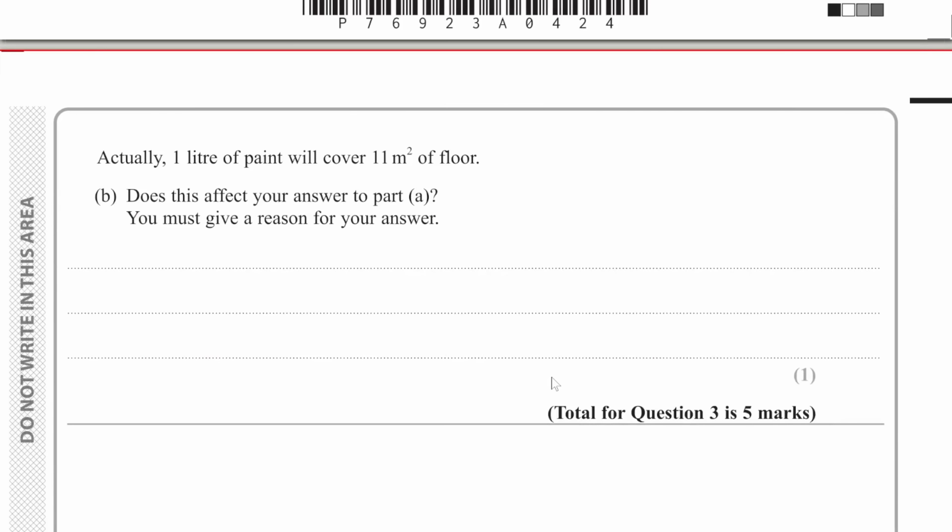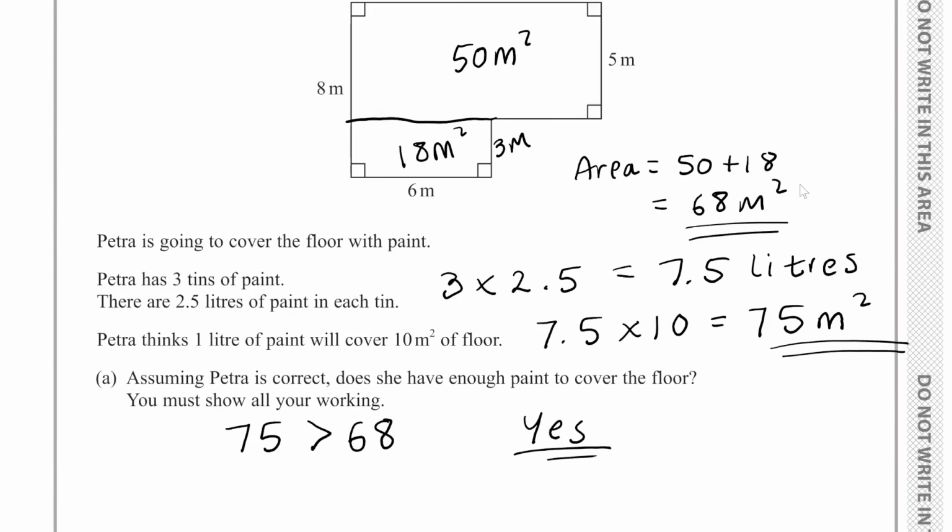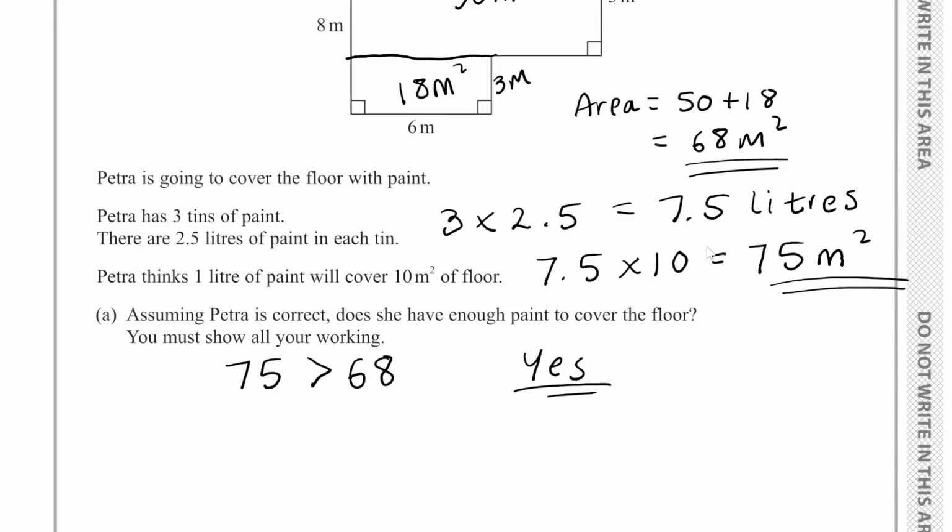Actually, 1 litre of paint will cover 11 meters squared. Does this affect your answer to part A? You must give a reason for your answer. So we only need to cover 68 meters squared. 7.5 times 11 will be even bigger than 7.5 times 10. So it'll still be bigger than 68.